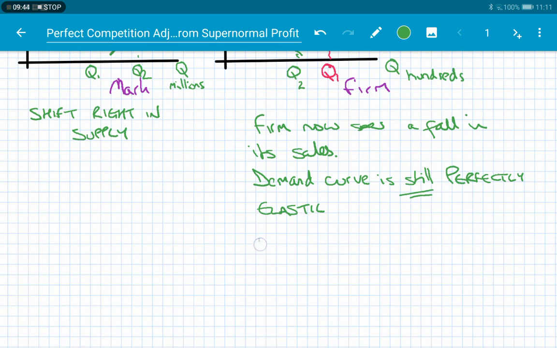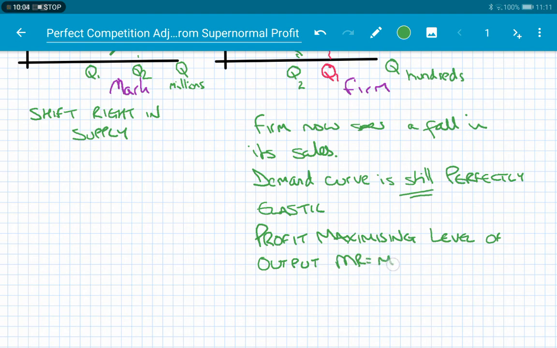And the profit maximizing level of output, which is where MR equals MC. That happens at the lowest point of average cost. Which is also where marginal cost equals average cost, because again we've covered that in one of the earlier little videos. The lowest point of average cost has to be where those two things meet.